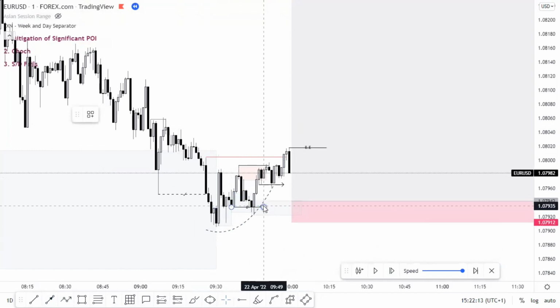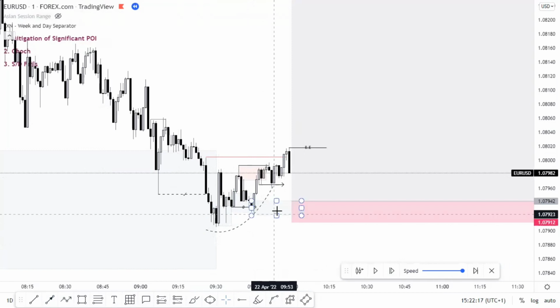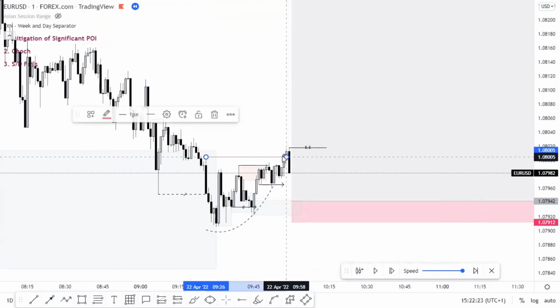After sweeping this liquidity to the downside, it still went up to break the structure, and then I was very sure of this demand. You don't have to be completely sure, but you are sure of your strategy and your edge. That is, you are not sure of what will happen next in the market, but you are sure of your strategy and your setup.